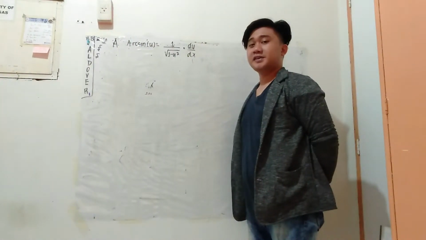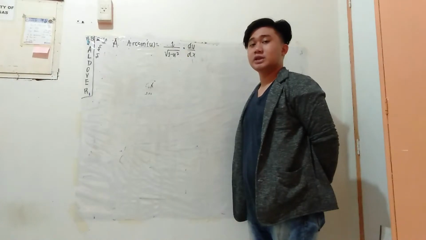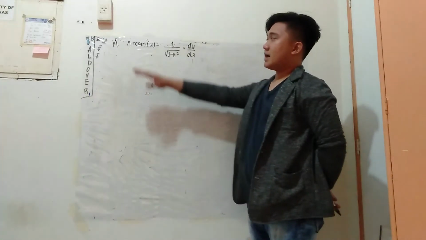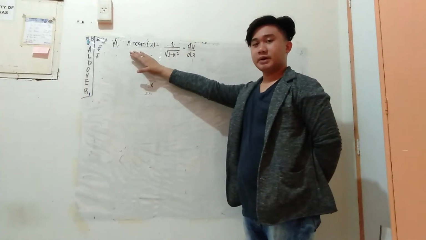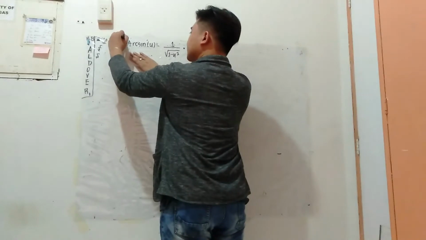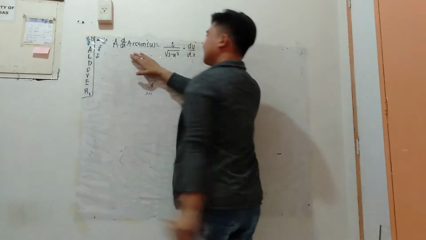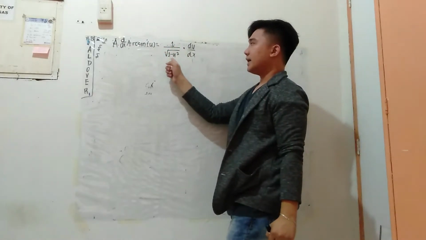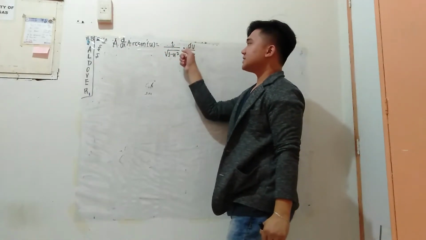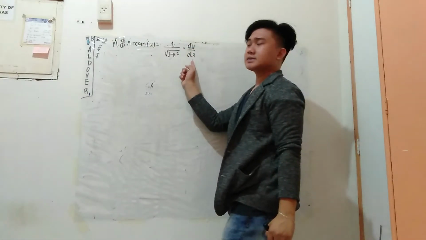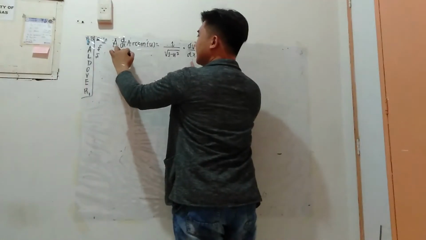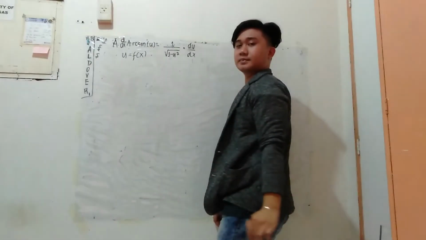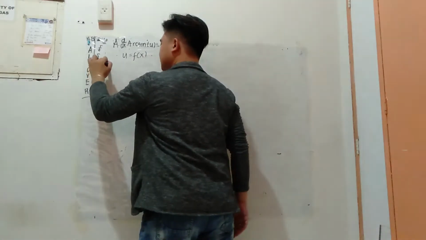So, let's move to the first formula of differentiation of inverse trigonometric function. This time, we have the arc sine of u. Pag dinifferentiate natin siya, with respect to x, that is equals to 1 all over square root of 1 minus u squared times derivative ng u with respect to x. Again, this time, u is a function of x.